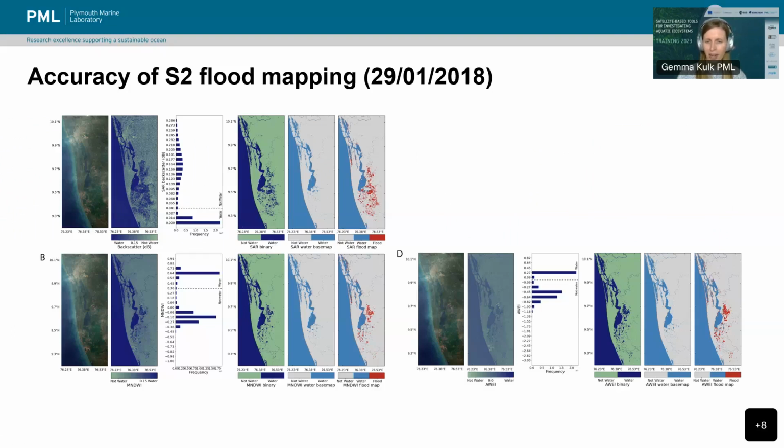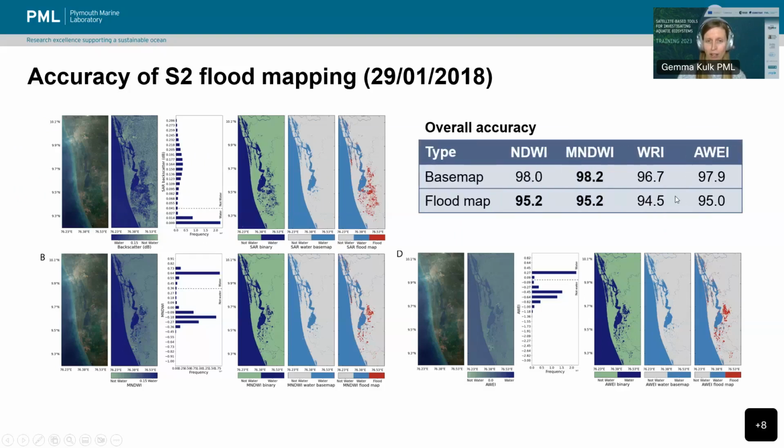And then we compared the Sentinel-2 base maps and flood maps with those of Sentinel-1, using a confusion matrix to determine the overall accuracy of the Sentinel-2 flood maps. And so when we do this comparison between the S1 and the S2 data, we see that the base map and the flood map of the modified normalized difference water index has the highest overall accuracy.